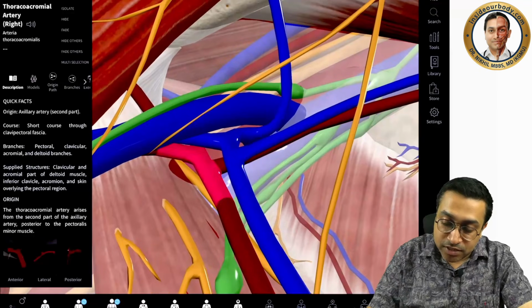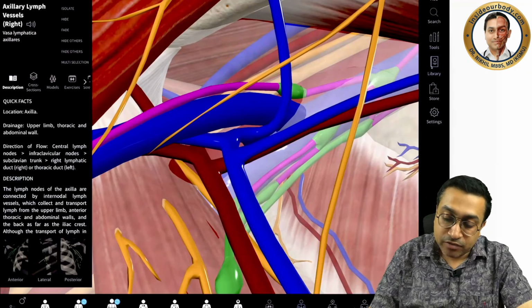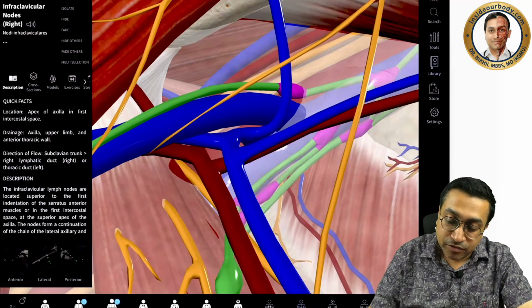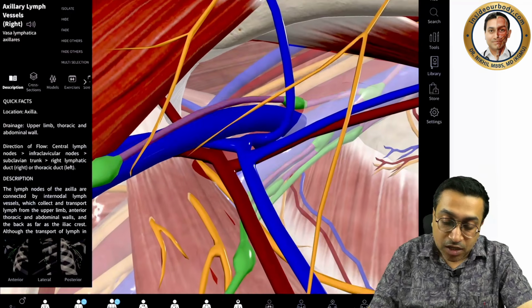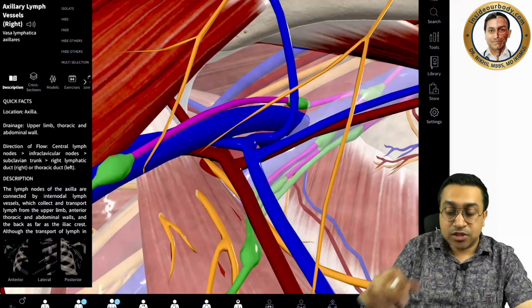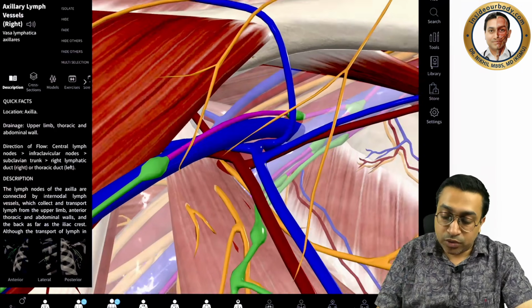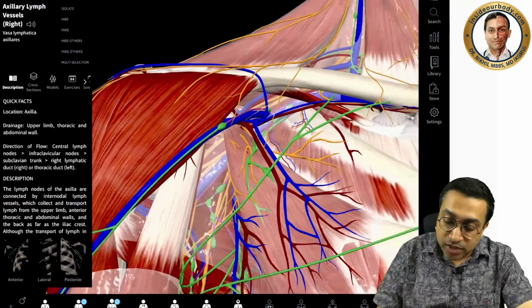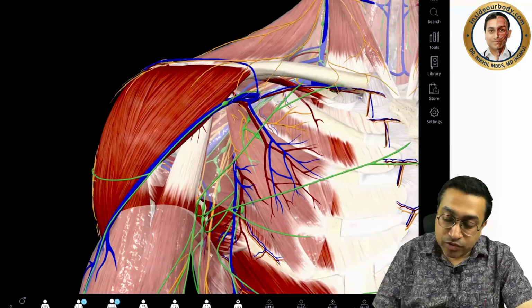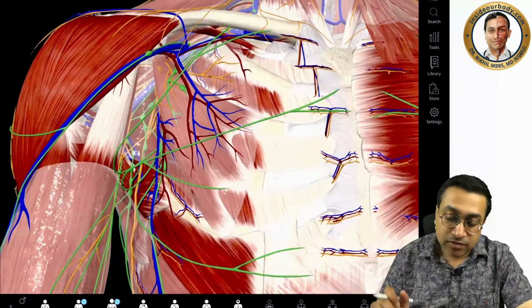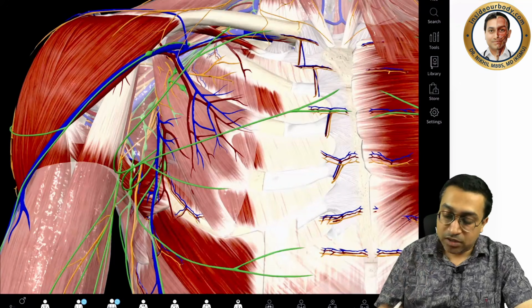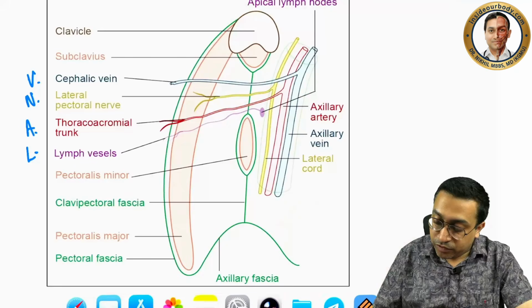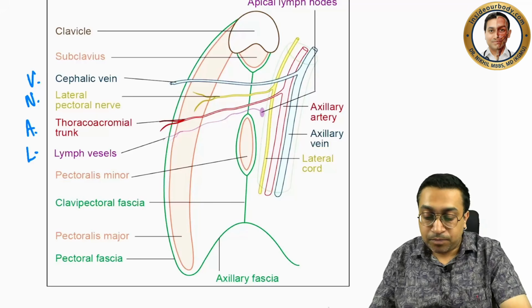Then what else? The lymphatics. There will be lymph vessels, the axillary lymph vessels, which will be coming out of this region, out of this fascia to drain. So that also is important. So we have all the 4 important structures in the body which are present in the clavipectoral fascia, piercing it.